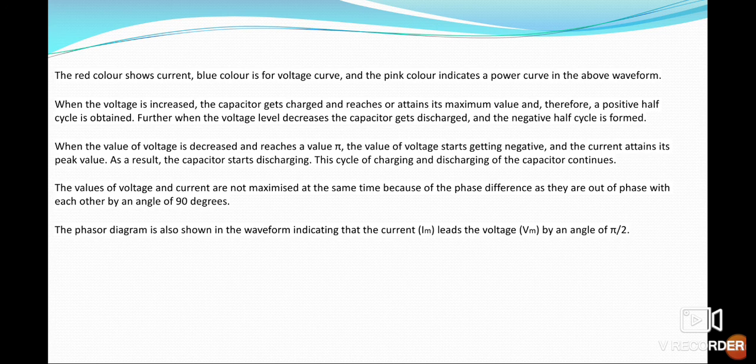So we have seen clearly all the waveforms for pure R, pure L and pure C circuits and their relation with in phase for both voltage and current. So for a pure R circuit, current and voltage will remain in phase. For a pure L circuit, current will lag the voltage by an angle of 90 degrees, and for a pure C circuit, the current will lead the voltage by an angle of 90 degrees.